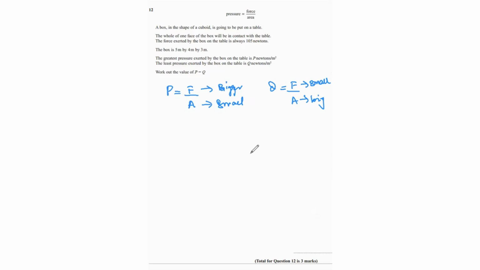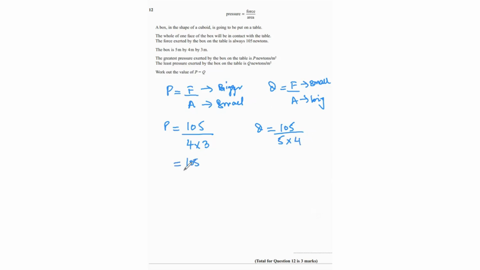So now we know that the force exerted is exactly the same for all faces, but it's the area that's different. For the greatest pressure, we have to find the smallest area. Smallest area is going to be 4 times 3. So P is going to be 105 divided by 4 times 3, because 4 times 3 is 12, 5 times 3 is 15, and 4 times 5 is 20. So least value is 4 times 3. And for Q, we need the biggest area, so that's going to be 5 times 4.